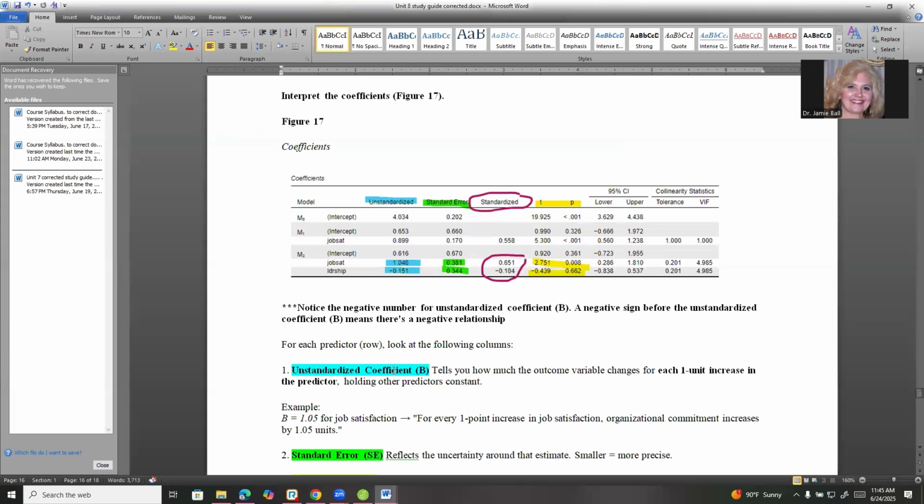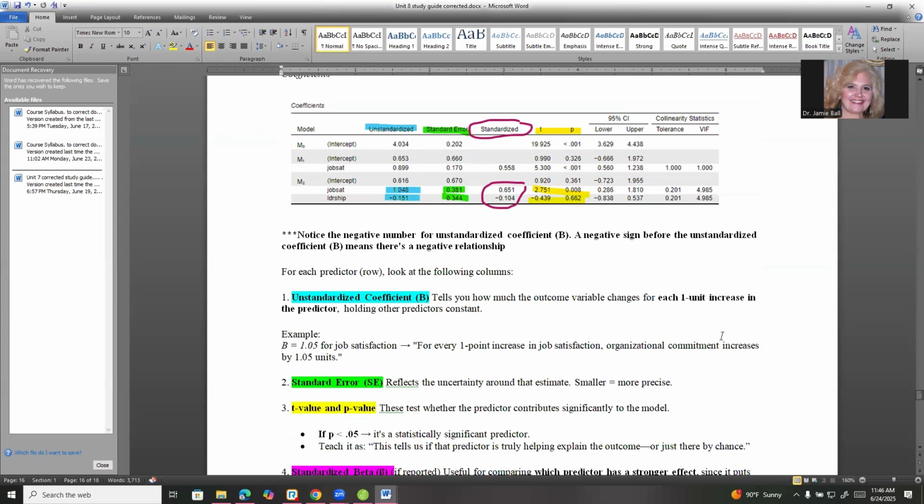So unstandardized coefficient B tells us how much the outcome variable changes for each 1 unit increase. So each time we increase one score by 1 unit in the predictor, it tells us how much the outcome variable changes. So with job satisfaction, it changes 1.408 units. With leadership, it goes down 0.151 units.